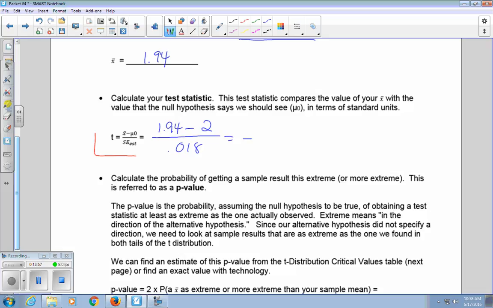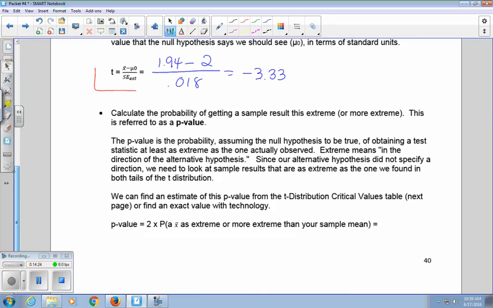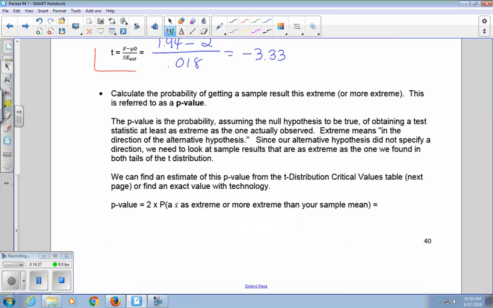And this gives us a negative 3.33. So remember, the t-test is really saying how many standard errors away is our observed mean, which was 1.94, from the mu naught, which was 2. So it's pretty far away. It's negative 3.33 standard errors away.